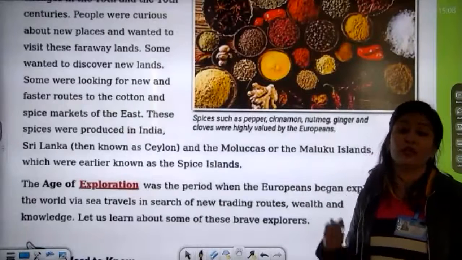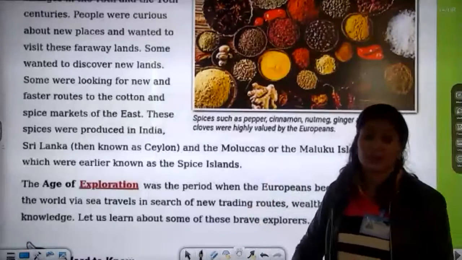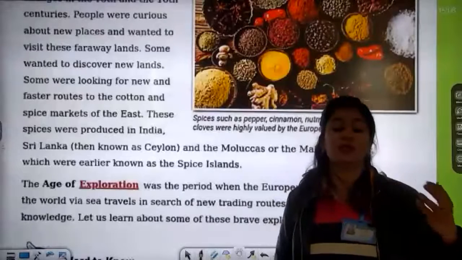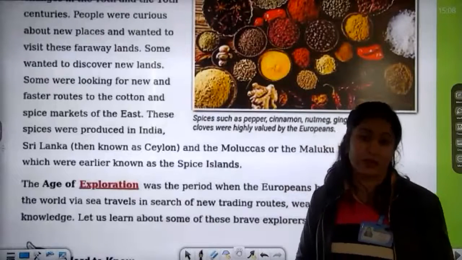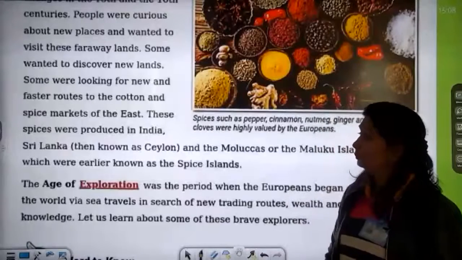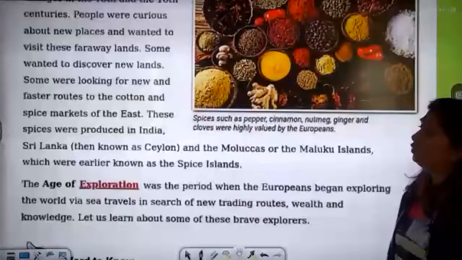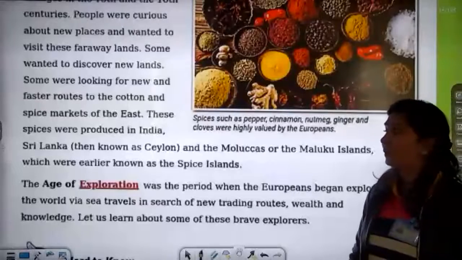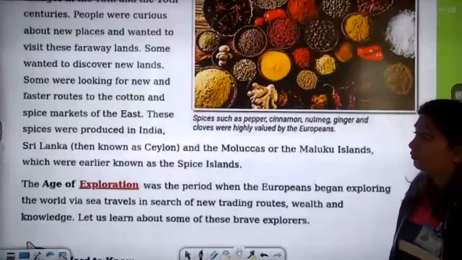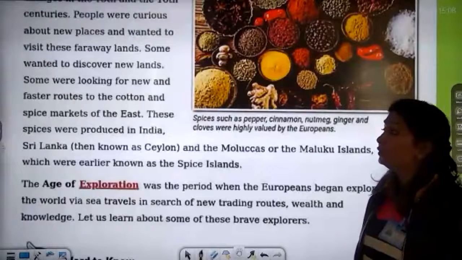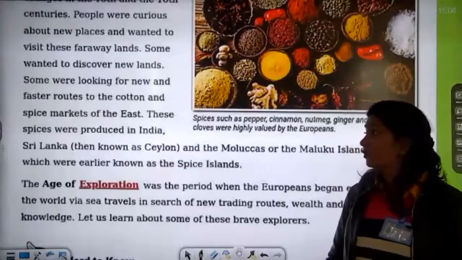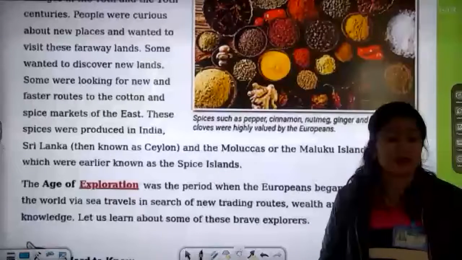Some people wanted to find new routes, asking how we can reach this new place fastest and easiest. So this was their issue. Some were looking for new and faster routes to the cotton and spice markets of the east.